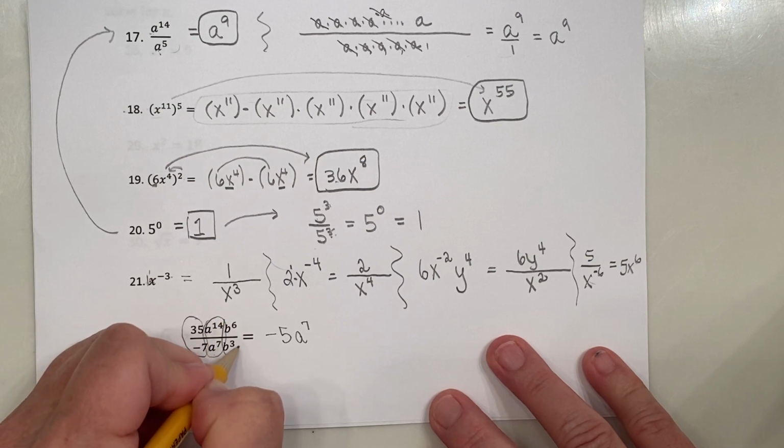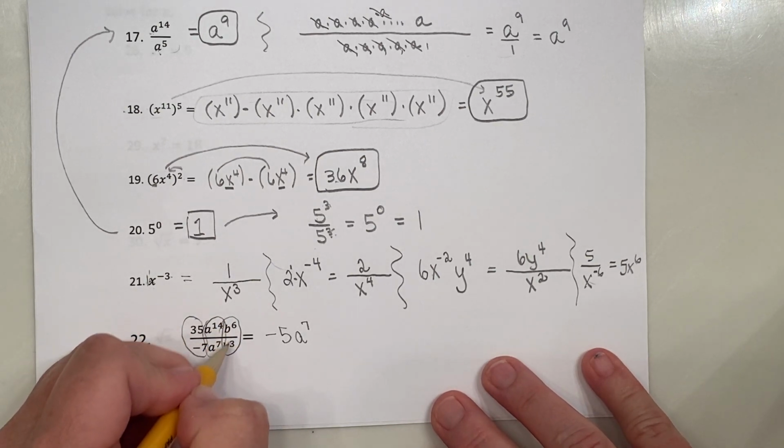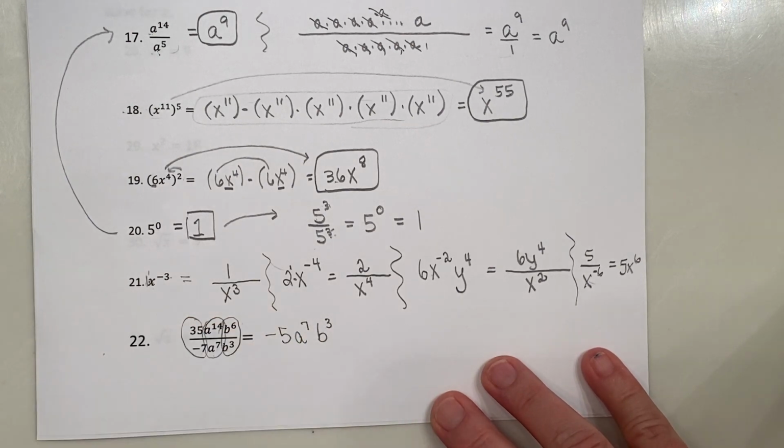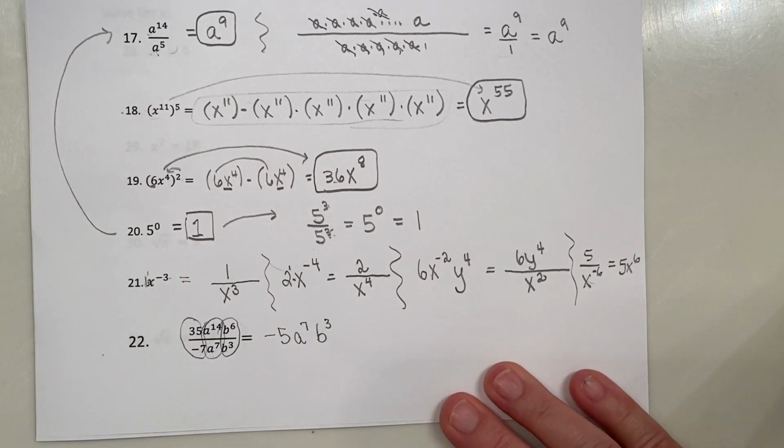Moving on to the next factors in the problem, they're both b's. So again, in a fraction, let's subtract the exponents. 6 minus 3 is 3. That would be a simplification of that fraction.